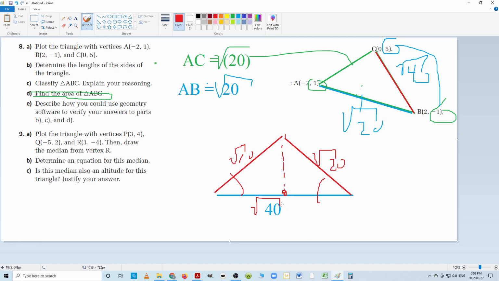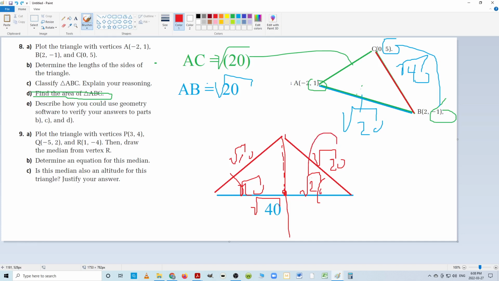Now, if I was to divide this bottom line into 2 equal parts, it'll cut right down to the bottom of the middle. That's what 2 equal sides does. It means this side here of this blue line is square root of 20, and this side here of the blue line is square root of 20, which means I can technically figure out the height.